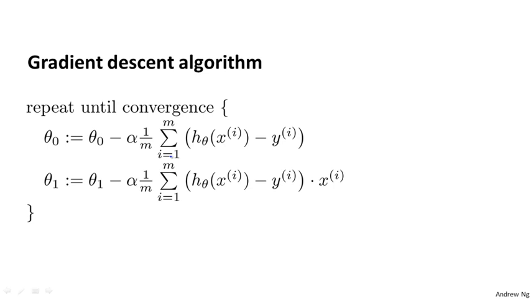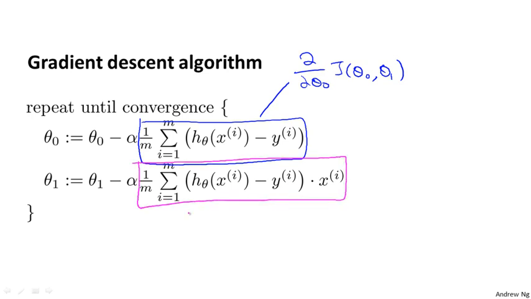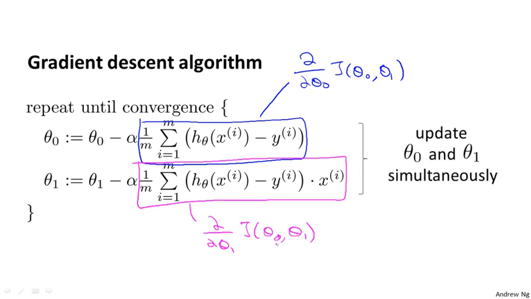so here's our linear regression algorithm. This first term here, that term is, of course, just the partial derivative with respect to theta 0 that we worked out on the previous slide. And this second term here, that term is just the partial derivative with respect to theta 1 that we worked out on the previous slide. And just as a quick reminder, when implementing gradient descent, there's this detail that you should update theta 0 and theta 1 simultaneously.